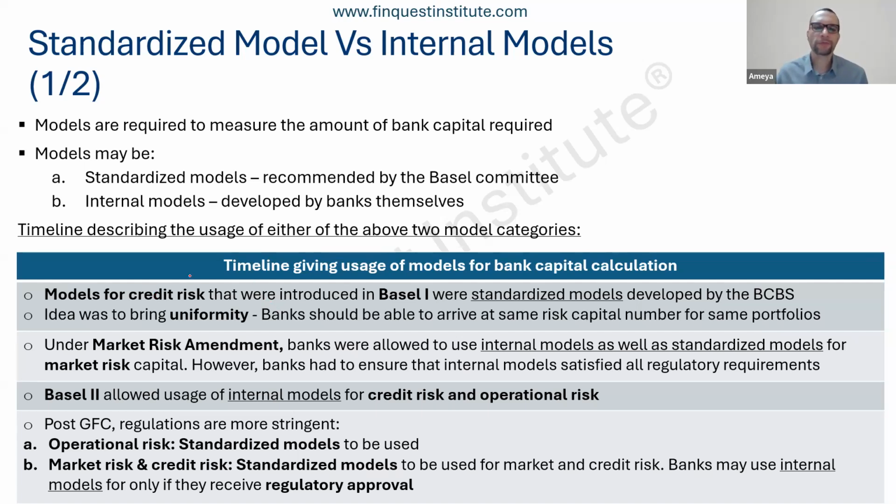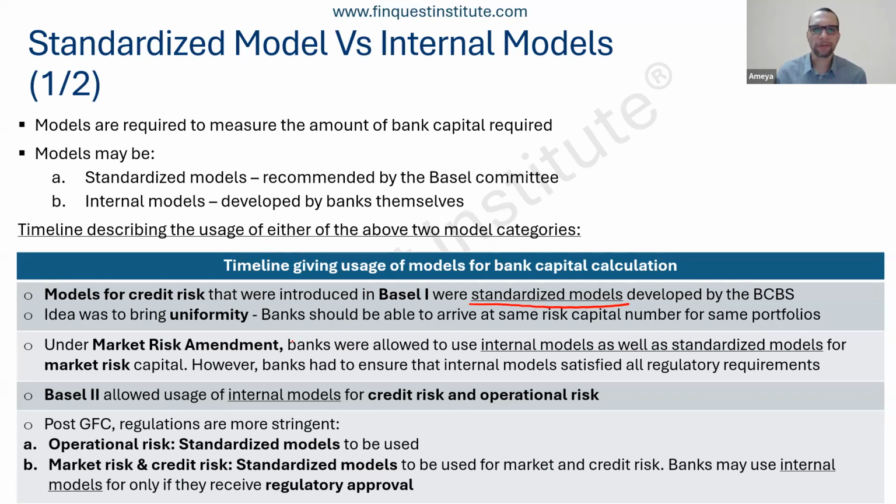So starting with the first one, models for credit risk were introduced at the time of Basel I. They were standardized models developed by BCBS. And there's a reason why these standardized models were prescribed by BCBS at that point in time, because they wanted banks to have a uniform approach to the way in which they do their risk calculations. The simple point which BCBS was trying to put across is that if the banks are looking at the same portfolios, then they should be able to arrive at the same risk capital. And that's why they prescribed standardized models, which had to be applied for credit risk.